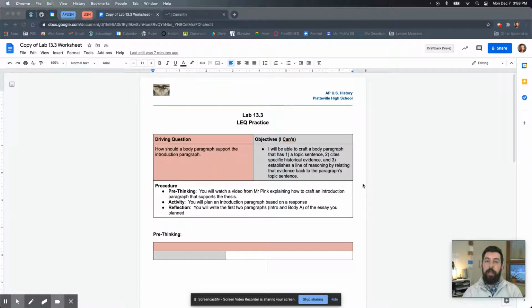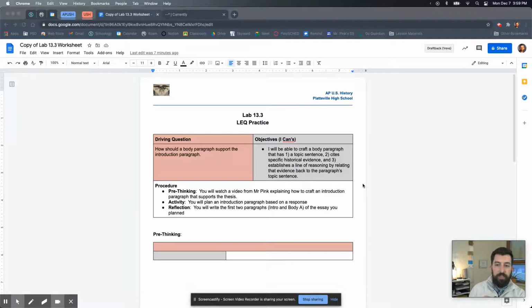But today's lab is going to have you go one step beyond writing an introduction paragraph. We are going to write an introduction paragraph, but we're also going to transition that into your first body paragraph. So this lab is going to have you do how to not only write an introduction paragraph, but to transition that into a body paragraph that supports your introduction paragraph. So it's going to be, on the one hand, a little bit of brush up, and on the other hand, a little bit of new material.